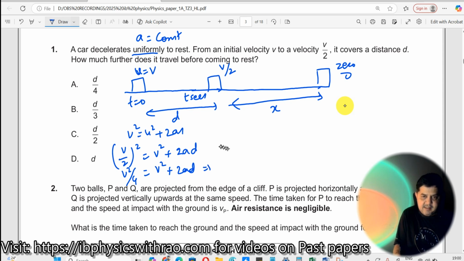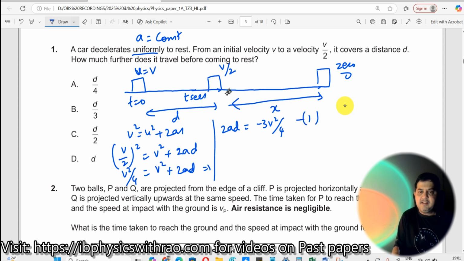In other words, 2ad is equal to, I'll push this v square to the other side. It becomes minus 3v square divided by 4, right? v square by 4 minus v square will be minus 3v square divided by 4. Okay, you can try doing this one. I just simplified it directly. This is equation number 1.